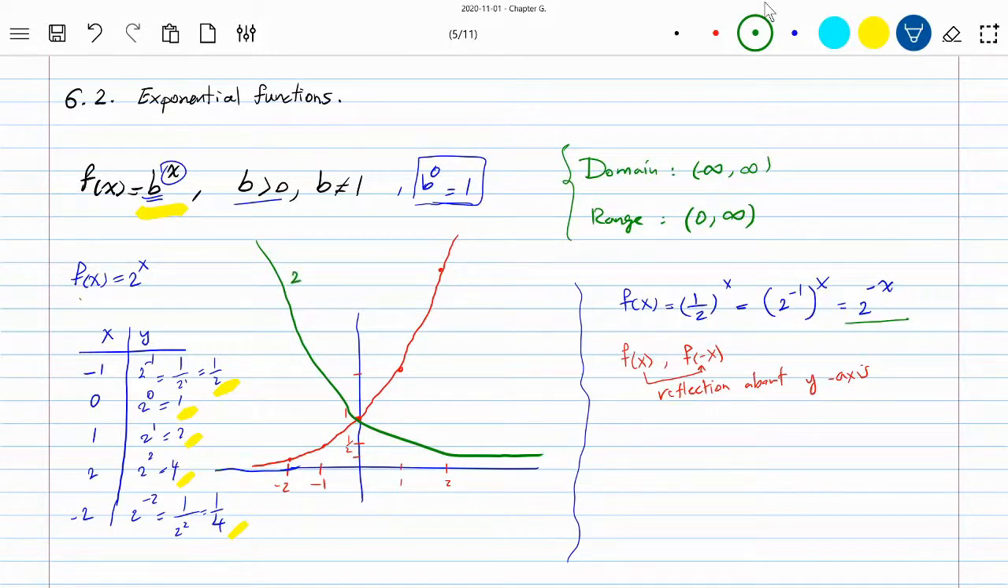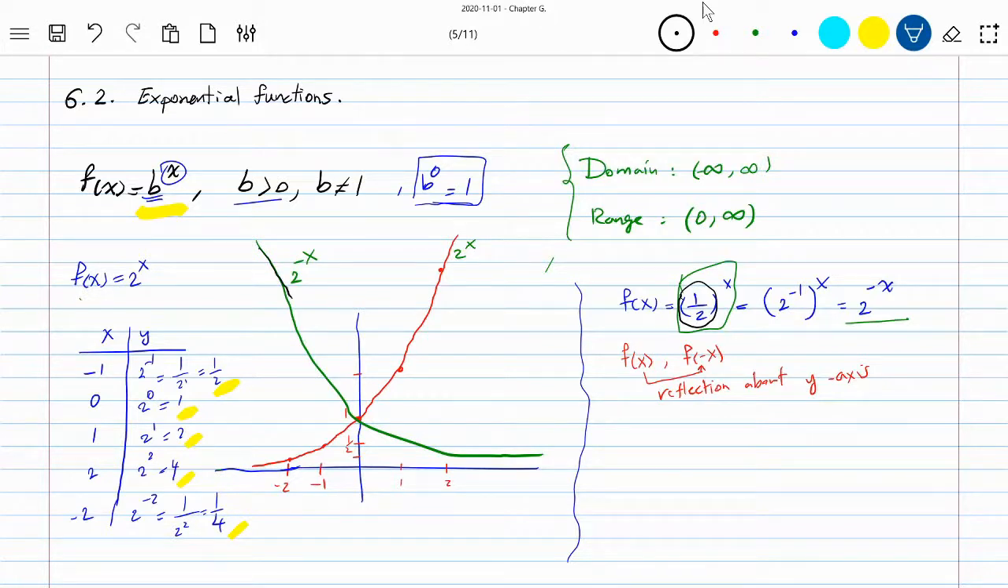This is 2 to the negative x. This one is 2 to the power x. That's the relation between these two. But 2 to the negative x is the same as 1/2 to the power x. So we can see that this is the base of the exponential. If the base is a number between 0 and 1, what you get is a decreasing function. You will get this green curve, which is the decreasing function.